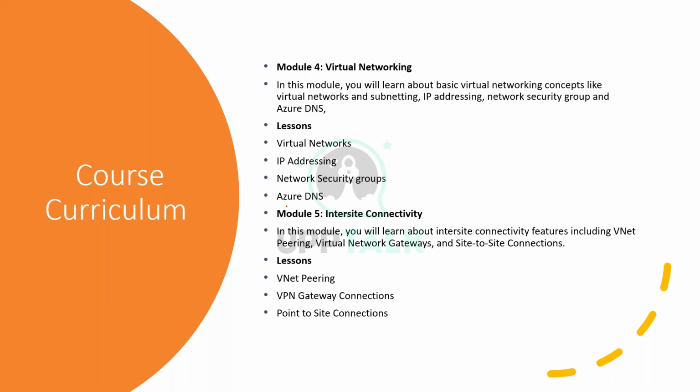Module 5 is more of a connectivity type. Let's say you want to connect your network between one data center and another within Azure. How do you use VNet peering for that? We study that. Then if you want to connect your on-premises network to an Azure network, how do you do that using a VPN gateway? We will do that. And how does a single laptop, your own personal laptop, connect to an Azure network? That is point-to-site connectivity.